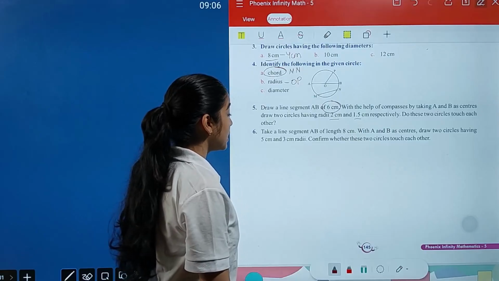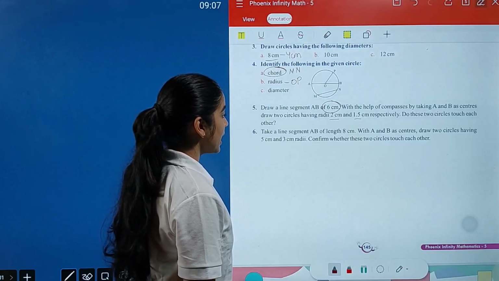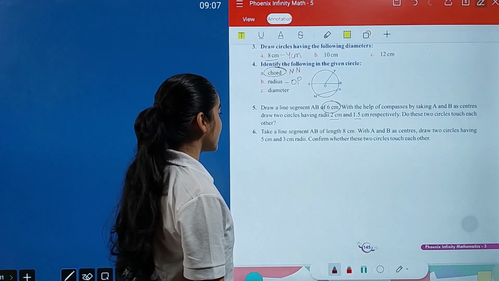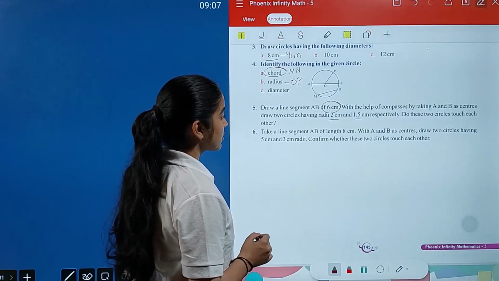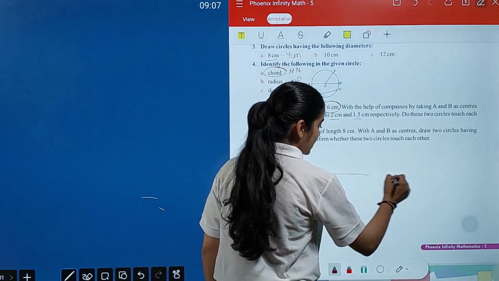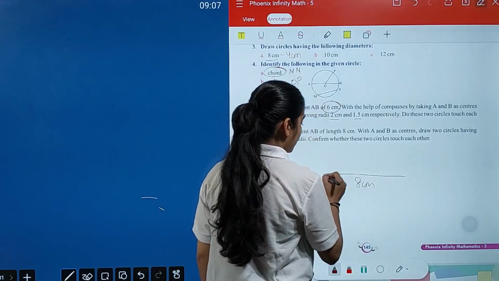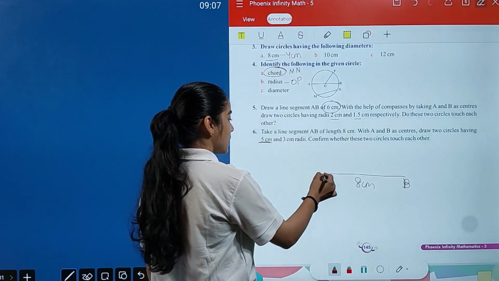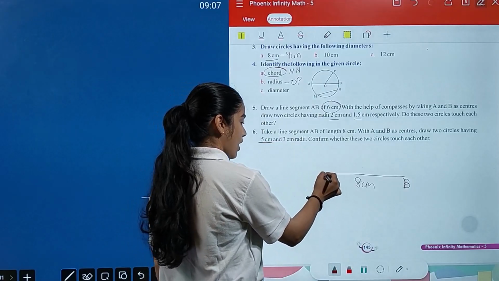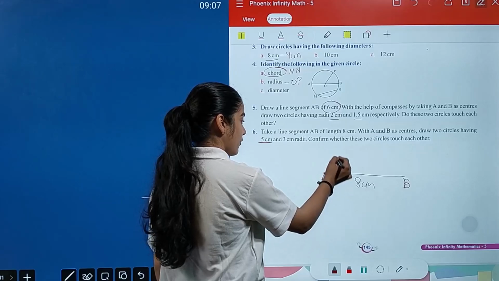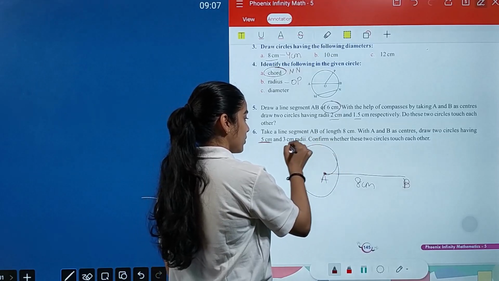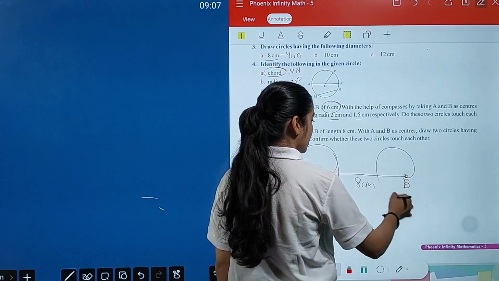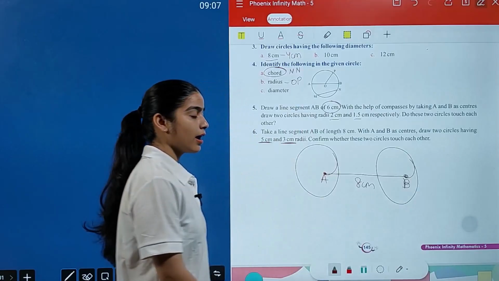Now take a line segment AB of length 8 centimeter with A and B as centers. Draw two circles having 5 centimeter and 3 centimeter radii. Confirm whether these two circles touch each other or not. So you have to make a line segment of 8 centimeter. This is your A point, this is your B point. Now you have to measure 5 centimeter on your compass. Place your compass pin here and then make a circle like this. Same process with the radius of 3 centimeter. Put the compass pin here and then make a circle. So this kind of figure you have to make.